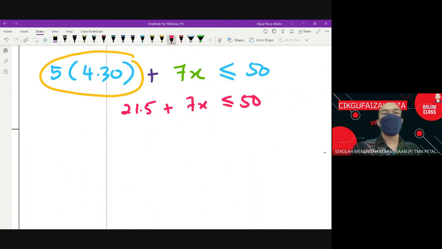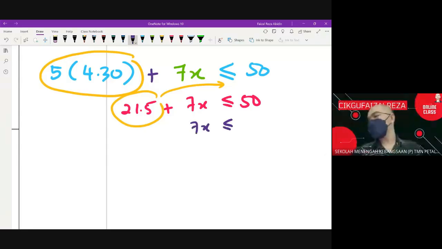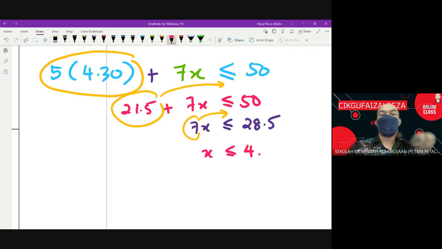So this one I'm going to bring over, 28 ringgit 0.5, okay, 28.5. So if I want to find 1x, you are going to divide. So you are going to get 28.5 divided by 7, 4.07.